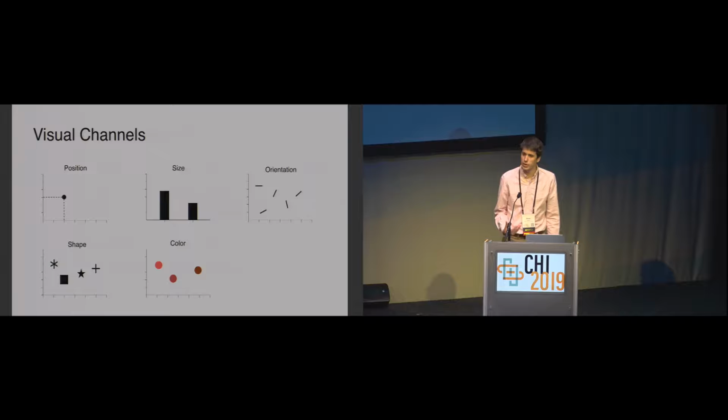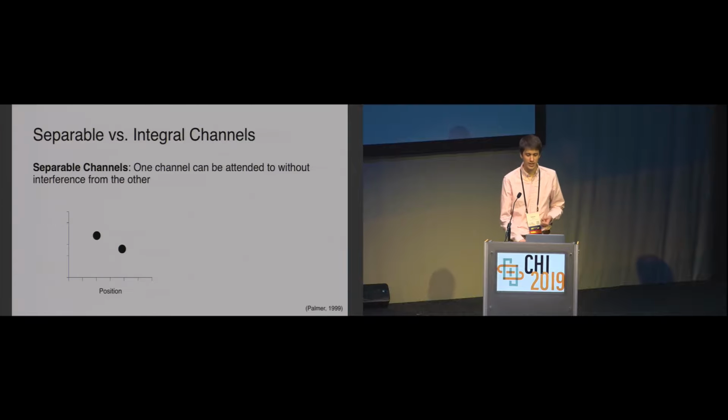So we can encode data dimensions using various visual channels, such as position, size, shape, and others. We can also encode data using multiple visual channels at once, creating a multivariate visualization. And when using multiple visual channels, it's important that users are able to interpret data on one dimension, but also across channels without any perceptual interference. And this leads to the idea of separable versus integral channels.